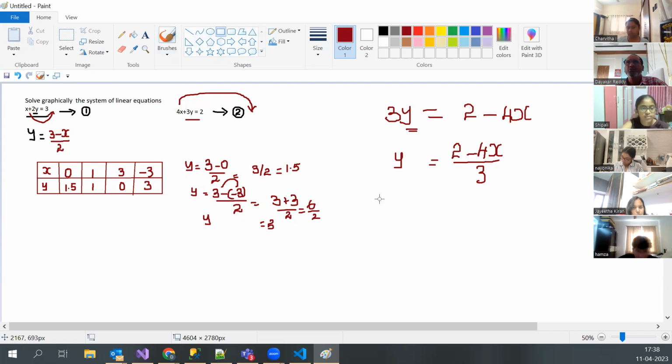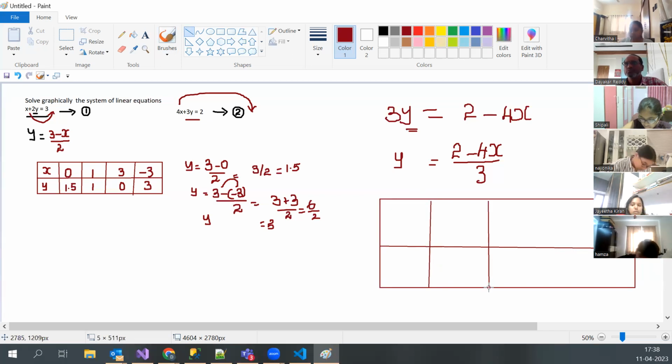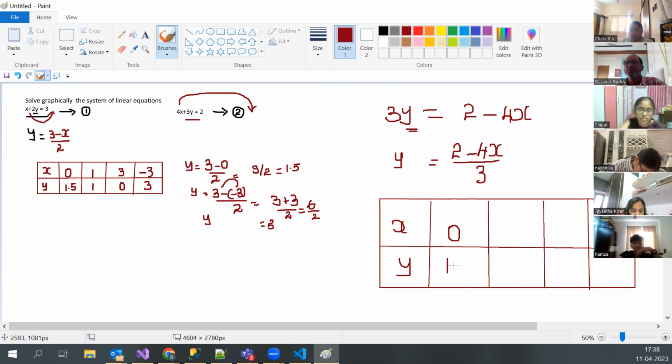Now we need to prepare a table for this. So x, y. If I put x equal to 0, what will happen? 2 by 3. That is 1.5. You can see that there is an intersecting point here, right? I don't know why madam said there is no solution, but let me check.